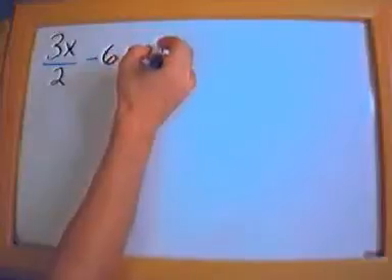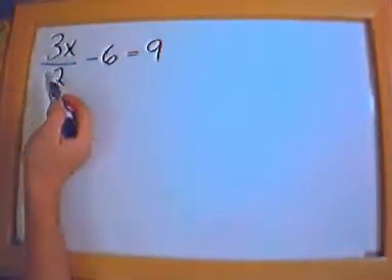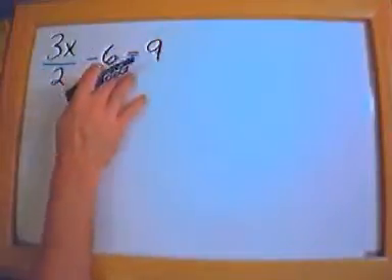Let's move along, and let's do one that looks like this. This is kind of interesting. Let's say I have 3x over 2 minus 6 equals 9. Okay? The first thing I want to do here, I really can't do much with the 3 or the 2 because I've got this 6 hanging out here.